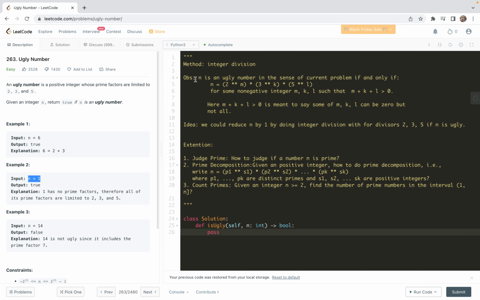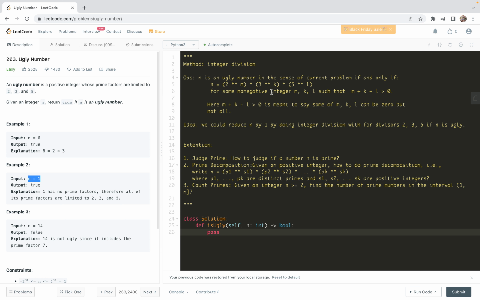Here the constraint says that n is a 32-bit integer. With that said, we are ready to look at the method. Also we need to make an adjustment according to example 2: if n equals 1, it returns true. So our method, our thought, is integer division.